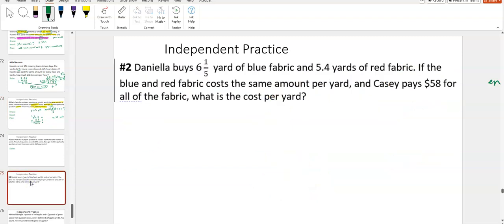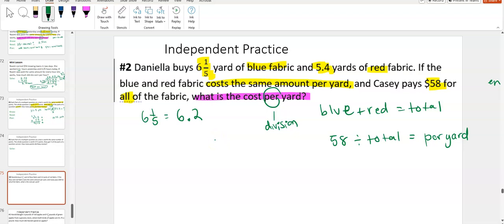Daniela buys 6 1/5 yard of blue fabric and 5.4 yards of red fabric. If the blue and red fabric cost the same amount per yard, and Casey pays $58 for all of the fabric, what is the cost per yard? All right, the yellow is the things we know, and the highlighted purple is what we're trying to find. I know that I'm going to have to add those two fabrics together to find the total amount of fabric. I know that cost per yard means per is hinting towards division, so I'm going to do the dollars divided by the total to get per yard, the price per yard.